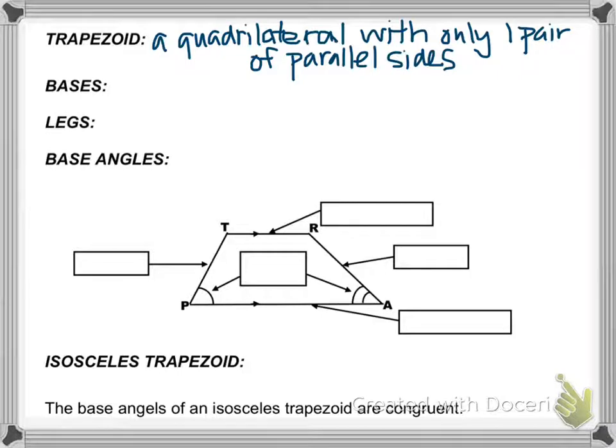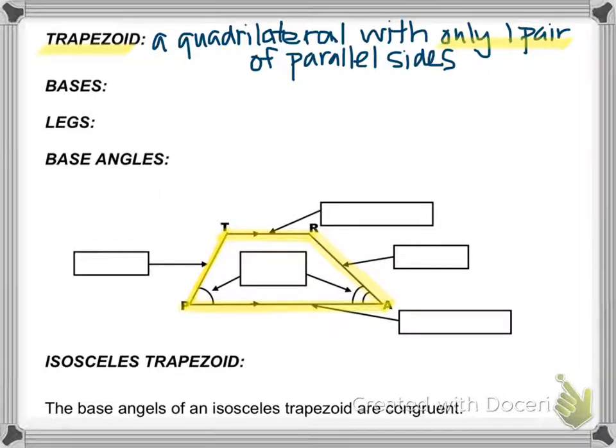There are lots of vocabulary terms that go with trapezoids. A trapezoid is a quadrilateral, but it only has one pair of parallel sides, whereas parallelogram, rectangle, rhombus, and square all had two pairs of parallel sides. Just one pair. Okay? Down here, this is a trapezoid.